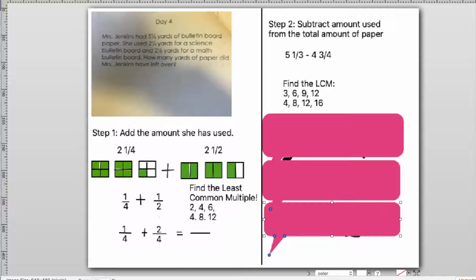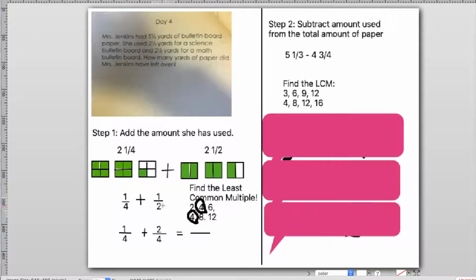Our first step here is to find the least common multiple. When you start listing the multiples of 4 and of 2, you need to find the one they have in common. Because to add or subtract fractions, you need a denominator that is the same. Over here I've listed them: 2, 4, 6 and 4, 8, 12. And we see that they both have 4 in common.